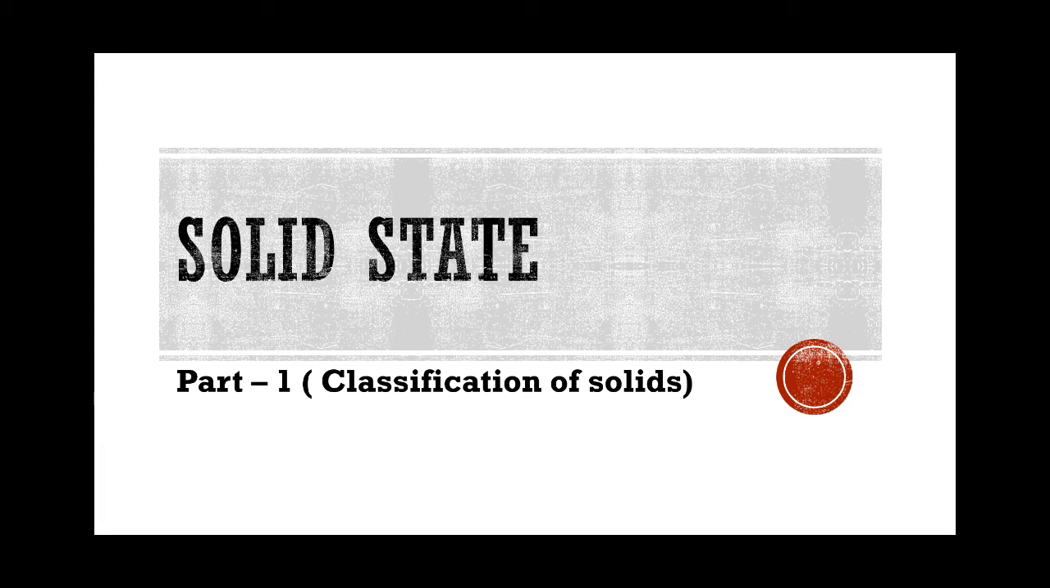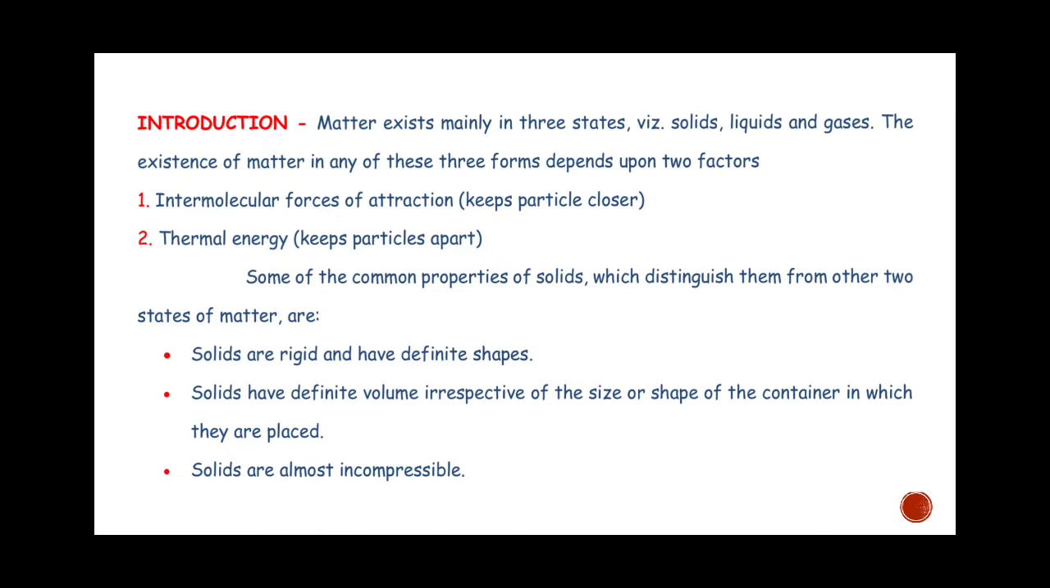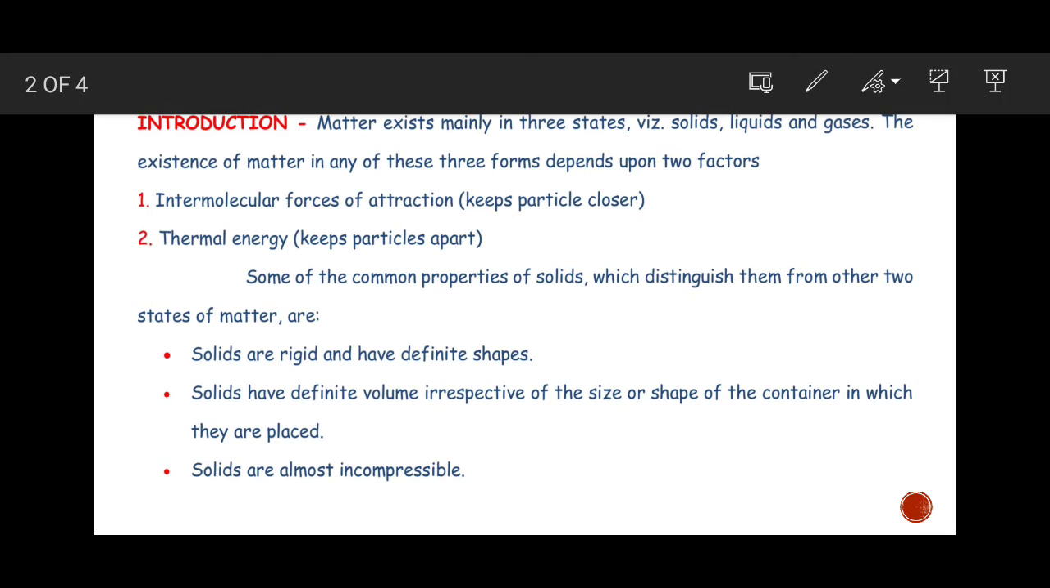Hello everyone. So today in solid state we will be discussing the classification of solids. Matter is mainly classified into three different types, that is solid, liquid and gas. The main measure of their differentiation is the intermolecular force of attraction. In solid states, the intermolecular forces of attraction are very strong. That's why they have definite shape and also definite volume.